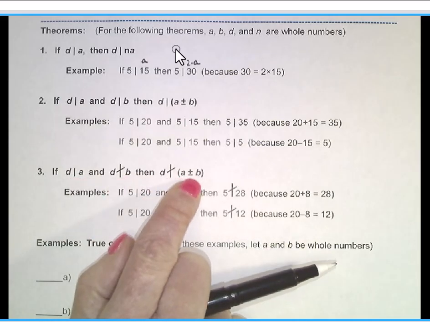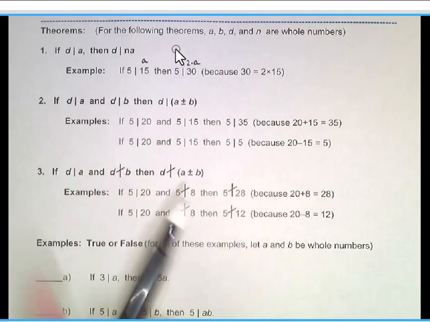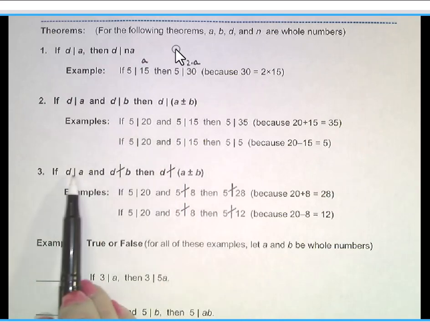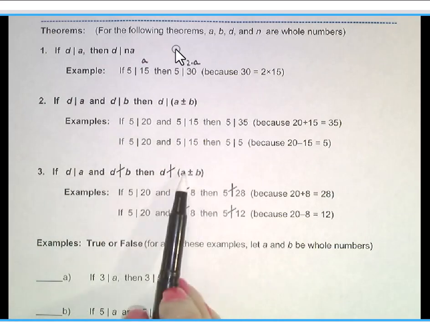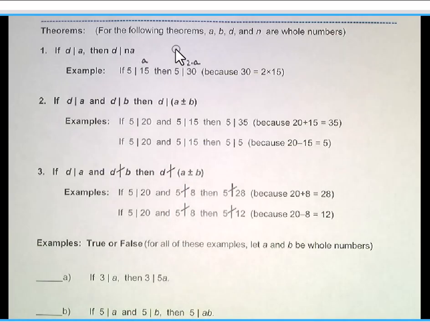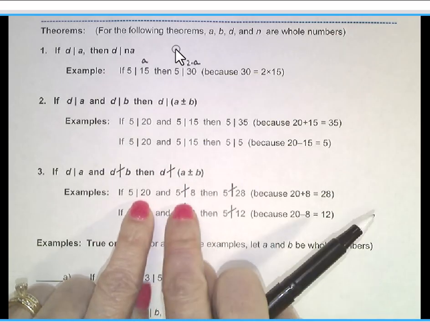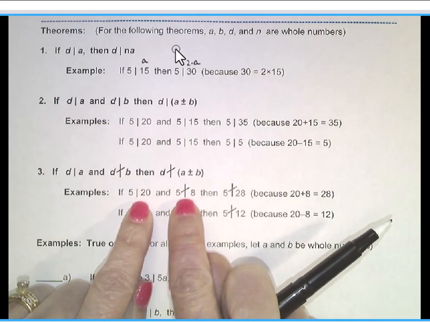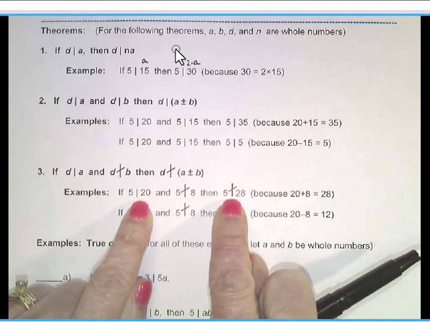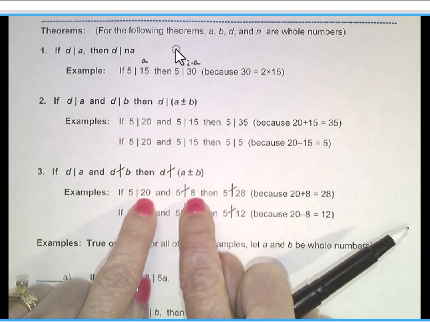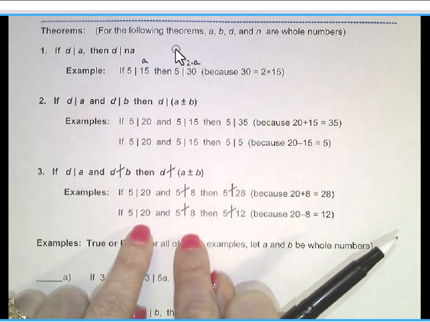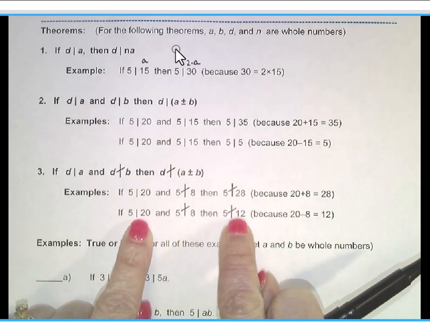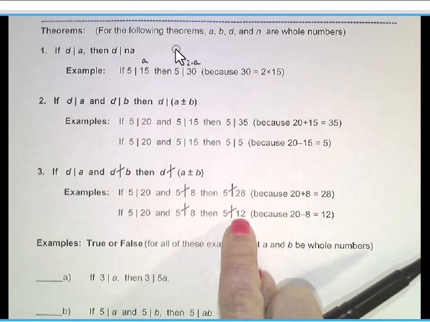Theorem 3 says if D divides A, but it doesn't divide B, then D is not going to divide the sum or the difference. So basically it's an all or nothing. D has to divide A and B if it's going to divide the sum or difference. If it divides one but not the other, it's not going to divide the sum or the difference. For example, 5 does divide 20, and we know that 5 does not divide 8. 5 does not divide evenly into 8. So we know from this theorem that 5 is not going to divide 28, the sum. 5 divides 20, 5 does not divide 8, 5 is not going to divide 12, and 12 is their difference. That's what that theorem tells us.